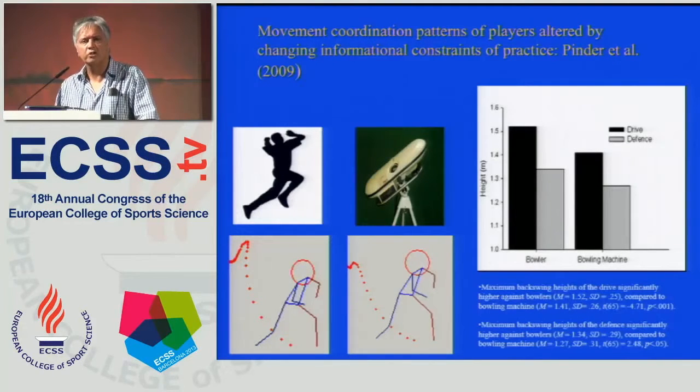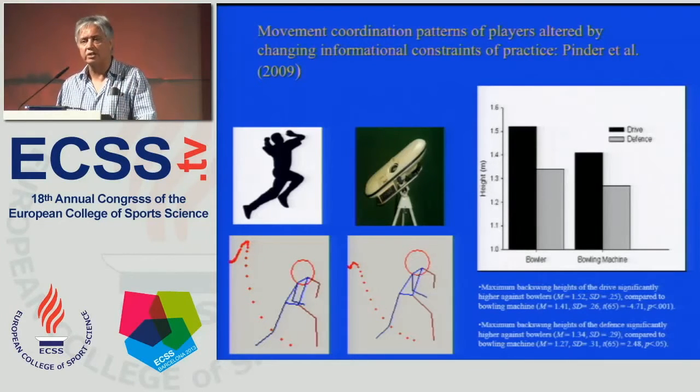A master's student from Sheffield Hallam University, Ross Pinder, wanted to look at whether the coordination patterns, the movement organisation, was the same when batting against the projection machine compared to batting against the bowler. His initial study in his master's project showed that there were some key differences that coaches need to understand.